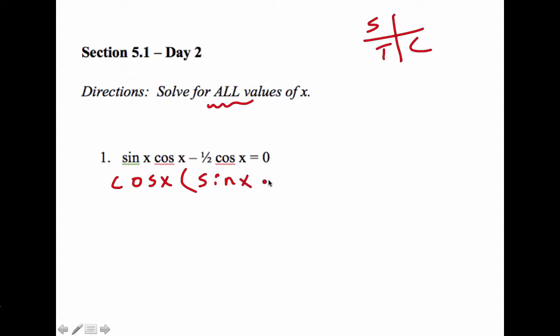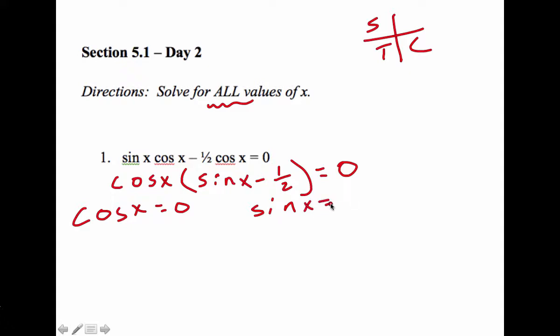So I recognize this as taking a cosine out. I'm going to factor out a cosine, greatest common factor, and I get myself to this spot right here, and boom, I can apply the zero property where the cosine of x equals 0, or the sine of x, I'm going to go ahead and go right to a half.